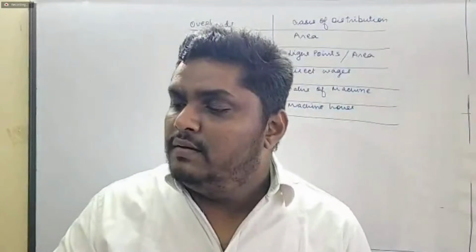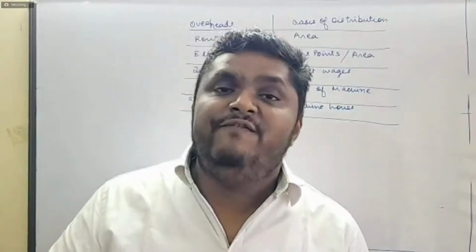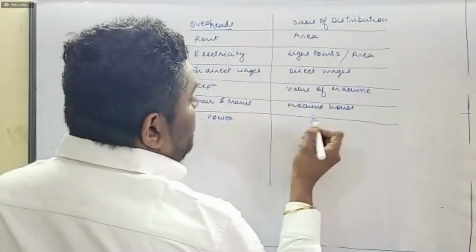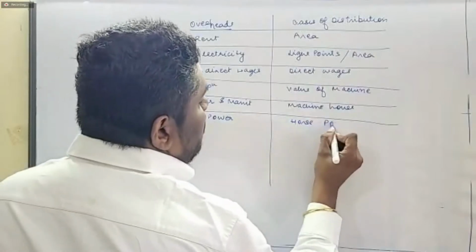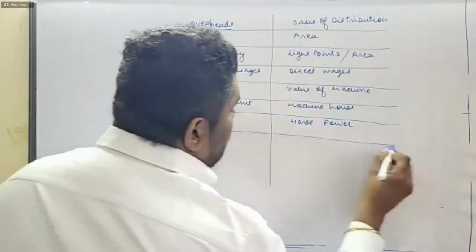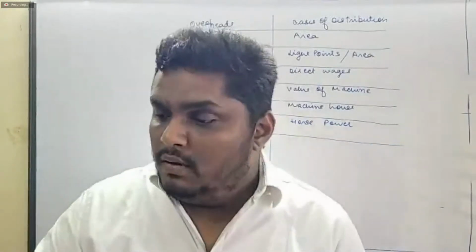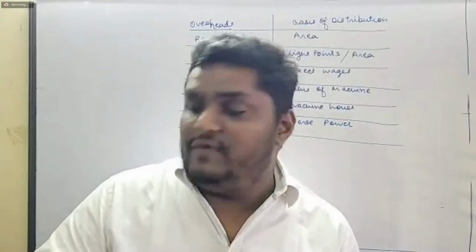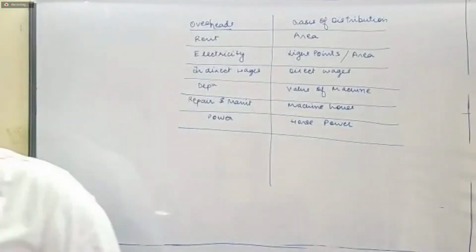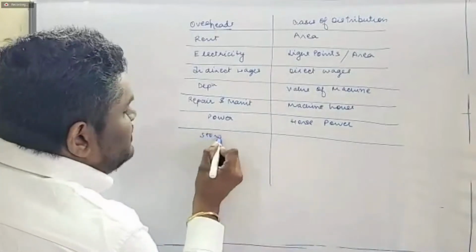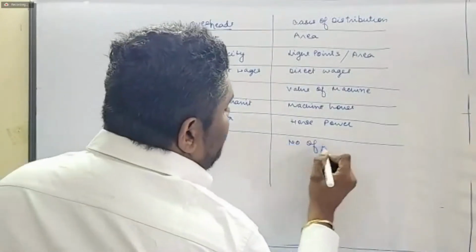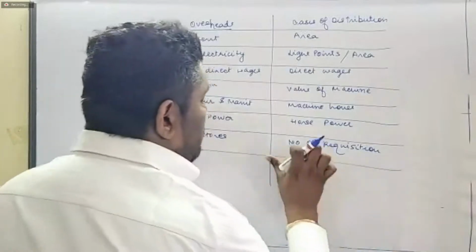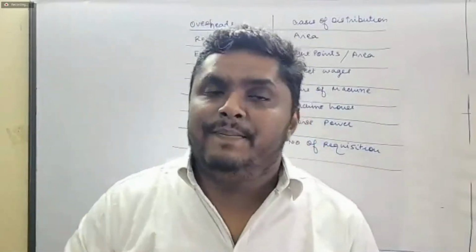Apart from this, we can say if power cost is given, we can distribute in the ratio of horsepower. When talking about the expenditures of the stores department, we can distribute it on the basis of number of requisitions. So this is an illustrative list.